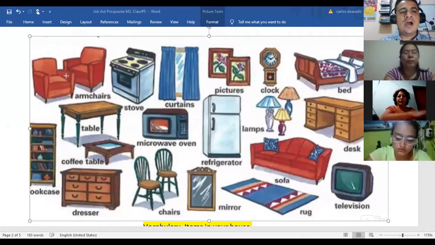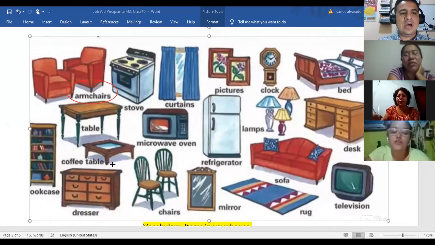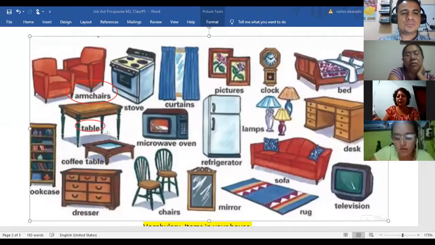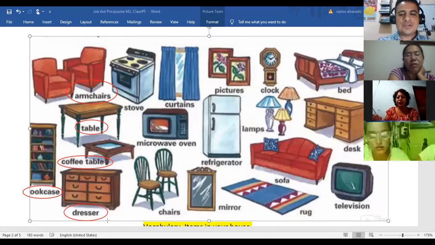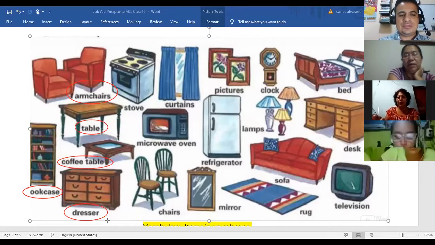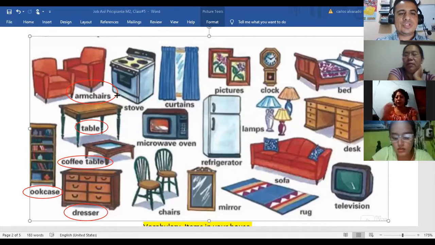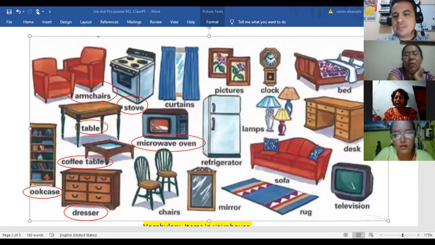allí donde están. Armchairs, repeat after me, armchairs. Table. Coffee table. Bookcase. Se me olvidó una letra ahí, la letra de book. Bookcase, B. Bookcase. Dresser. A dresser. Right? Donde pones tu ropa, donde guardas la ropa en los cuartos. Okay? A dresser. Stove. A microwave oven. Microwave. Ahora decimos microwave solamente.